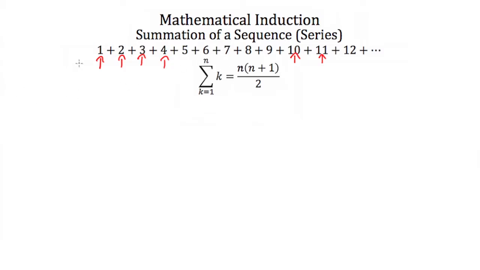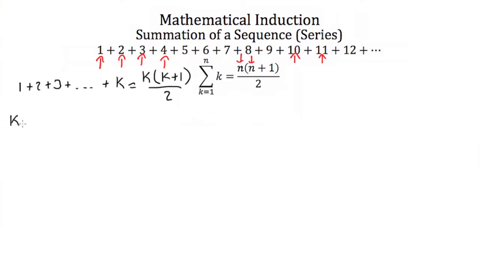So our summation of a sequence looks like 1 plus 2 plus 3, and this goes all the way up to some maximum value k, which is just where we stop. And this has to be equal to k times k plus 1 over 2. All I did was take k, which is the spot that we're going to check in our sequence, and plug it in for n.